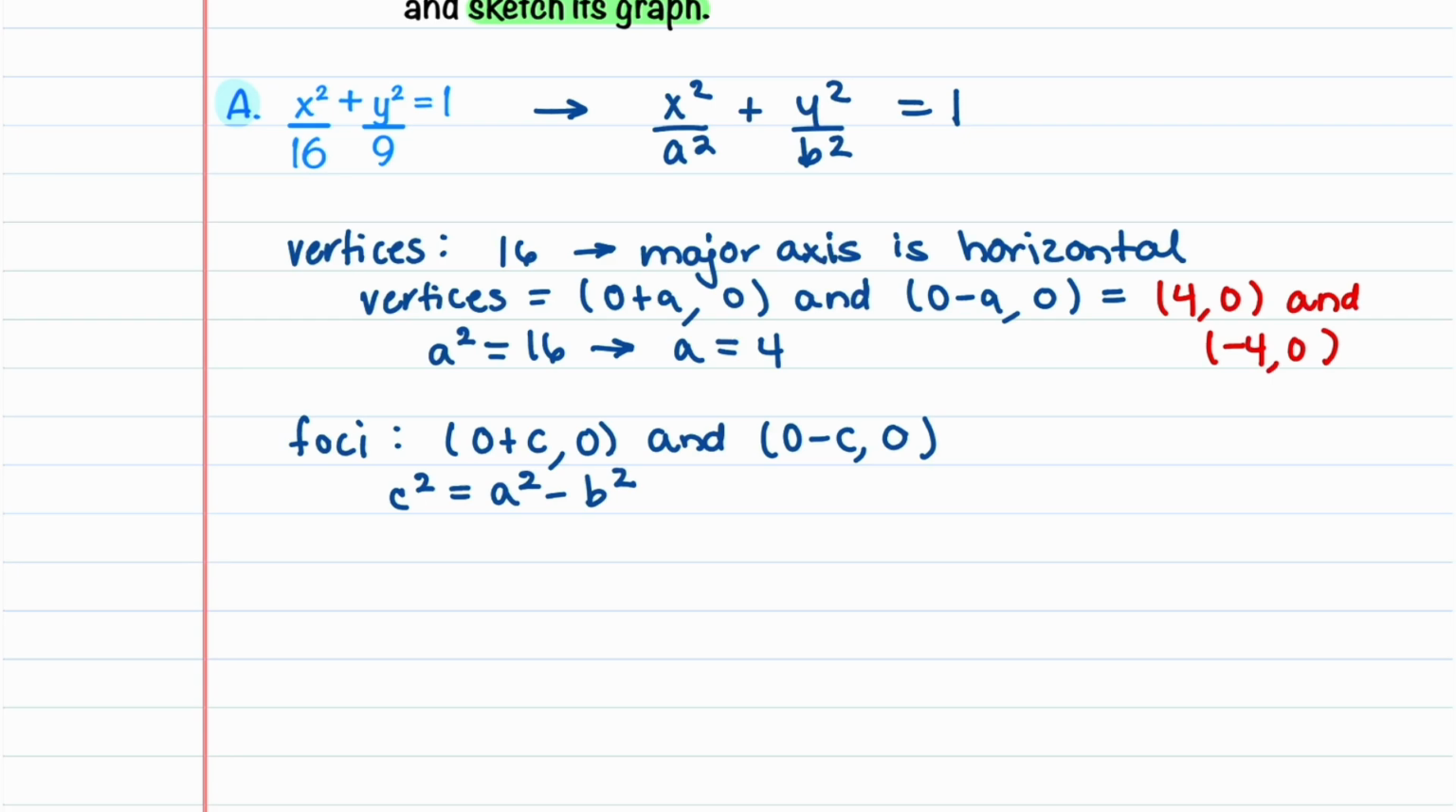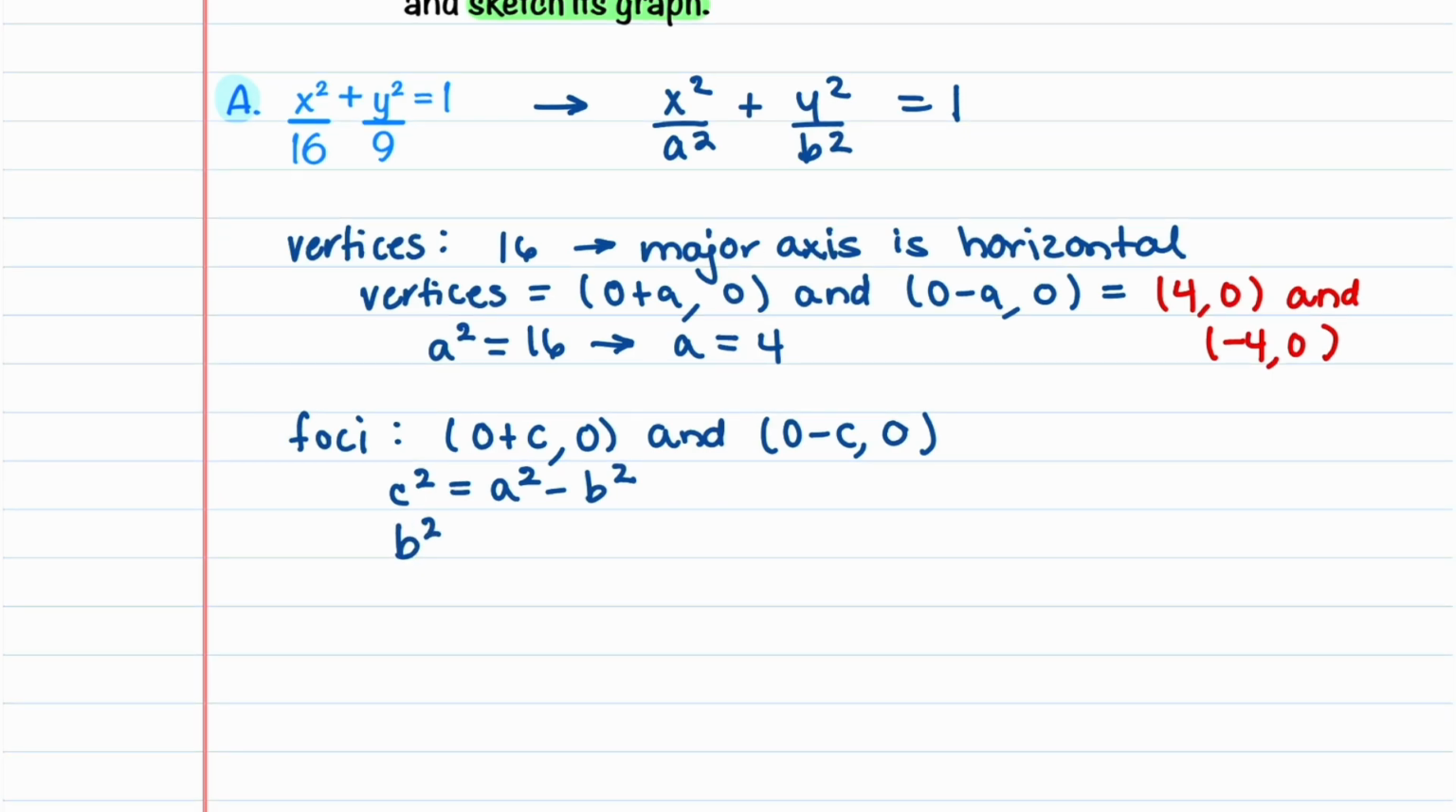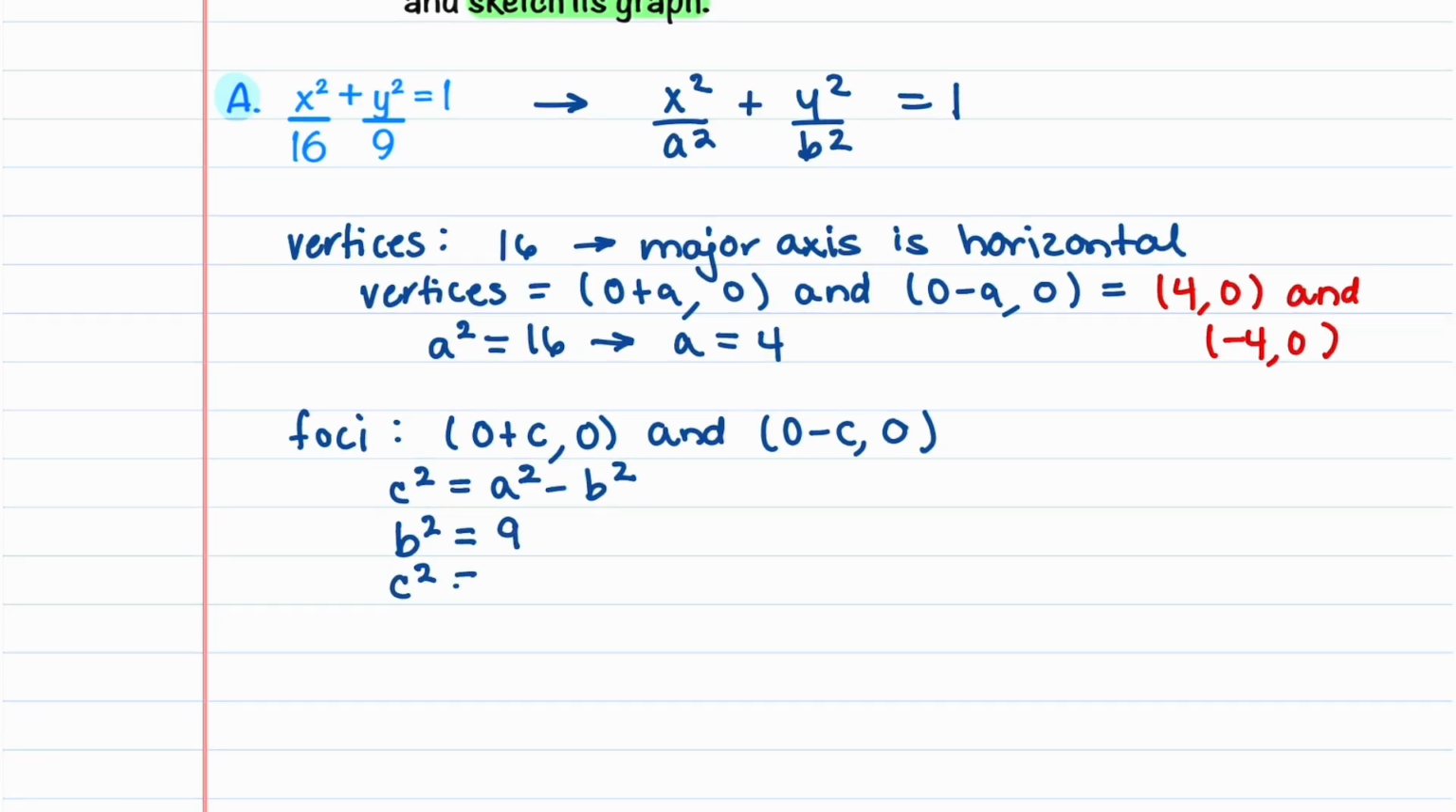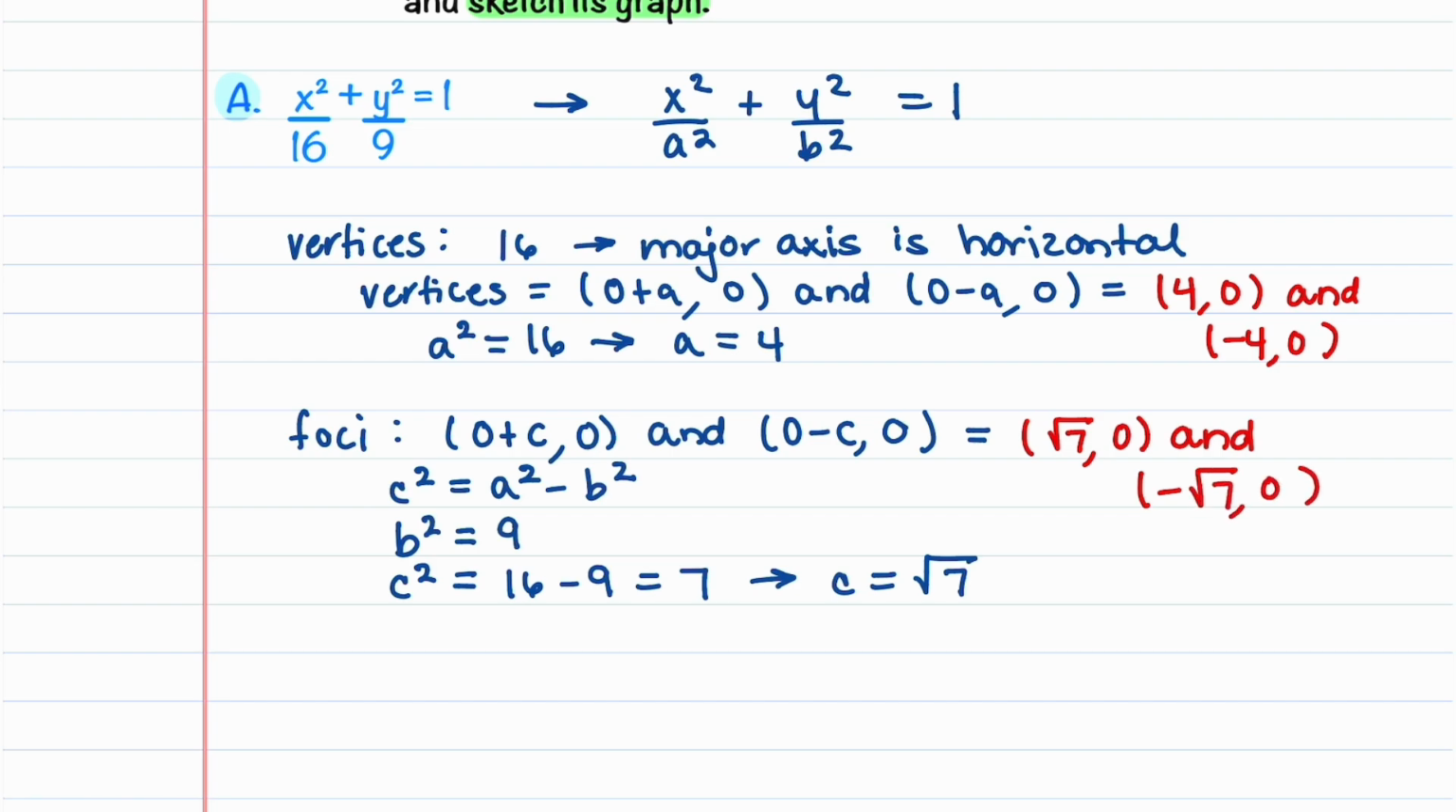And now we have to find b squared. That one's easy. B squared is just the other constant given in our equation, and that's going to be equal to 9. So we can say that c squared is a squared, which was 16, minus b squared, which is 9, and that's equal to 7. So this tells us that c is the square root of 7. And then we can go back up and write down that our foci are going to be located at root 7, comma 0, and minus root 7, comma 0.